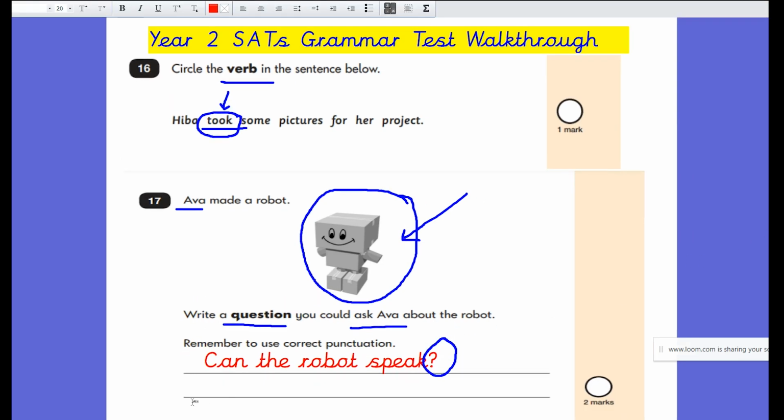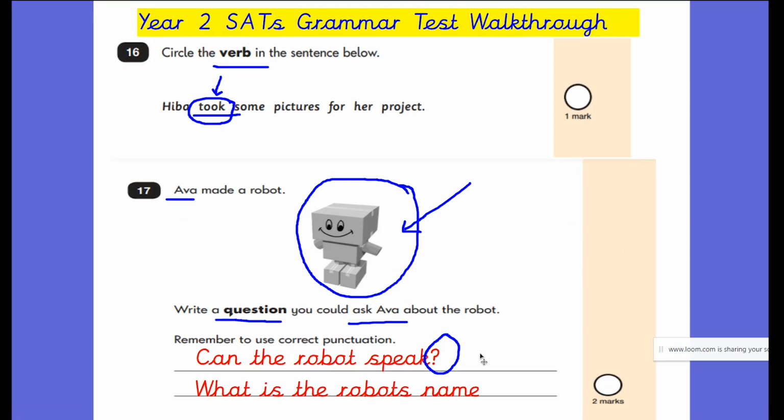Now, if they write a question but forget the question mark, so let's say another question might be, what is the robot's name? Let's say they wrote that, but they didn't include the question mark. That would only be 1 mark. Okay, so you get 1 mark there. But if you include a question and a correct use of the question mark, you would get 2 marks. So that's just something for children to remember. It is the punctuation that gets them that 2nd mark.